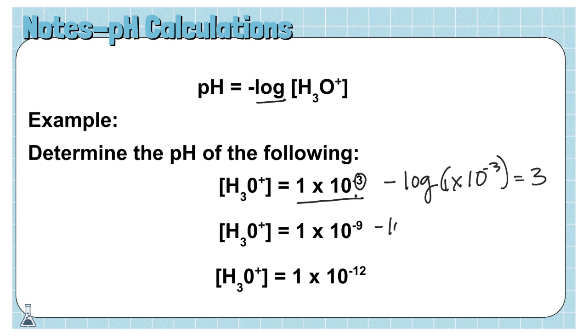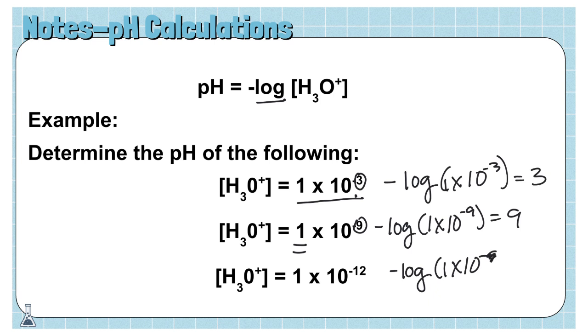This one, negative log of 1 times 10 to the negative 9th, should give me 9. So these are easy because my number before my times 10 to the negative 9th is 1. It's going to be whatever my exponent is, but try putting these in your calculator. When they're not this easy, you know you are working your calculator right. So 1 times 10 to the negative 12 should give me 12 for a pH. So this is the pH of the first one, the pH of the second one, and the pH of the third one.